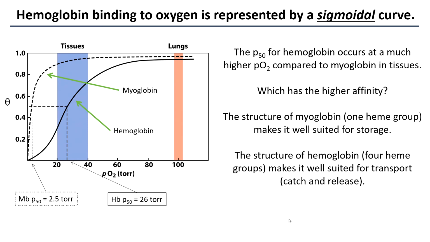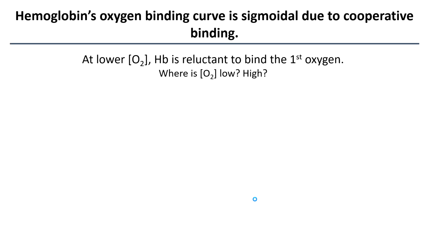So which has the higher affinity for binding oxygen? Myoglobin does, because its P50 is much lower than the P50 for hemoglobin. You might have noticed that hemoglobin's oxygen binding curve is sigmoidal, and this is due to a phenomenon called cooperative binding. At a low oxygen concentration, hemoglobin has a hard time binding that first oxygen.